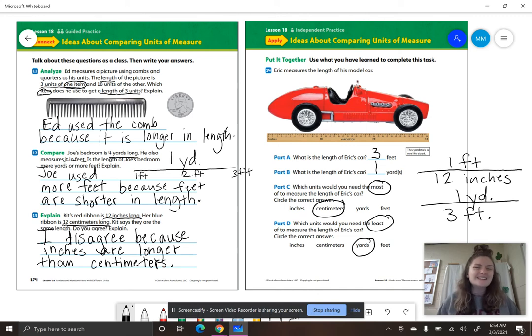All right, Smarties, way to go. Now, this is really challenging because you might not have a meter stick or a yardstick in front of you. It's hard to think about these units of measurement in comparing, but you guys did such a great job.